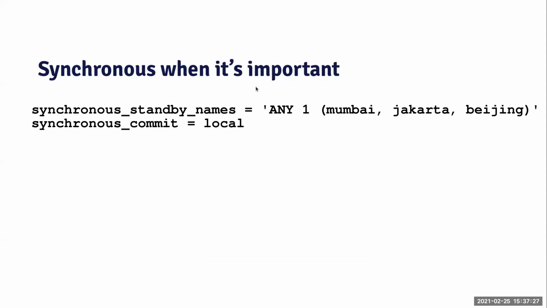Asynchronous when it's important. I put only one. Any one of these three, I'm okay with only one node telling me that it has the data. I know that I'm going to have zero data loss because if the master crashes, at least one node has it. Okay. But the synchronous commit is going to be local.